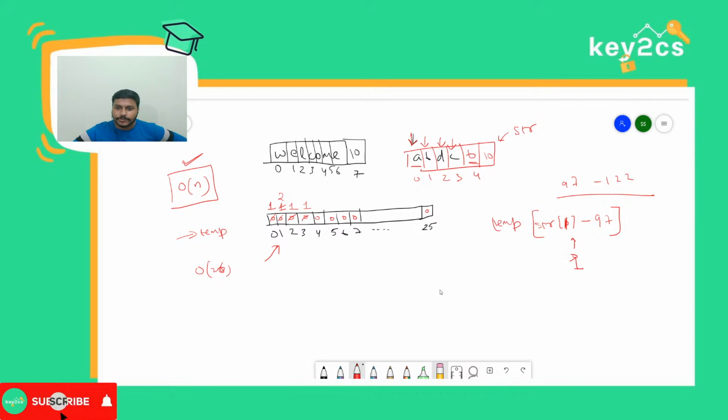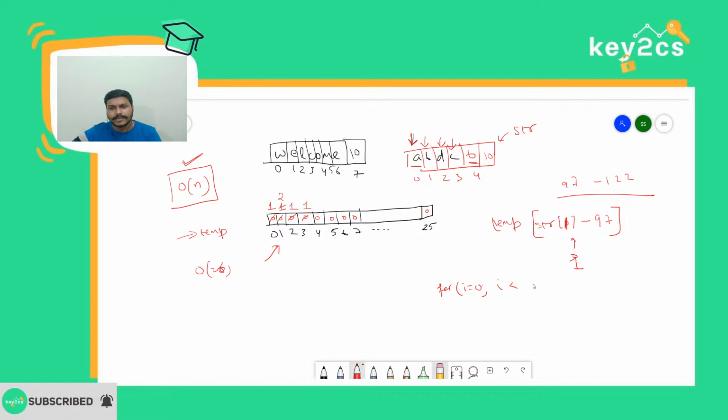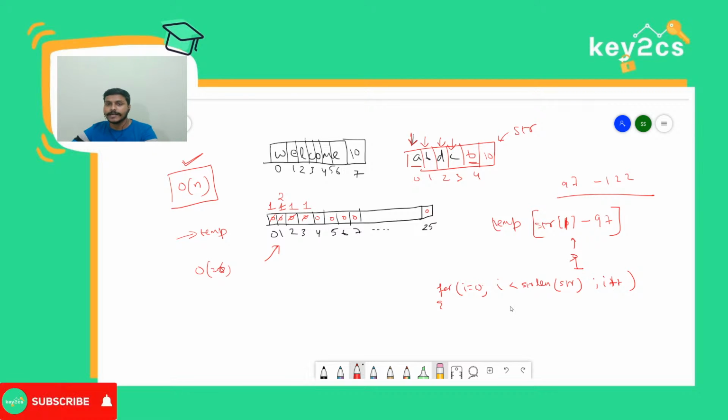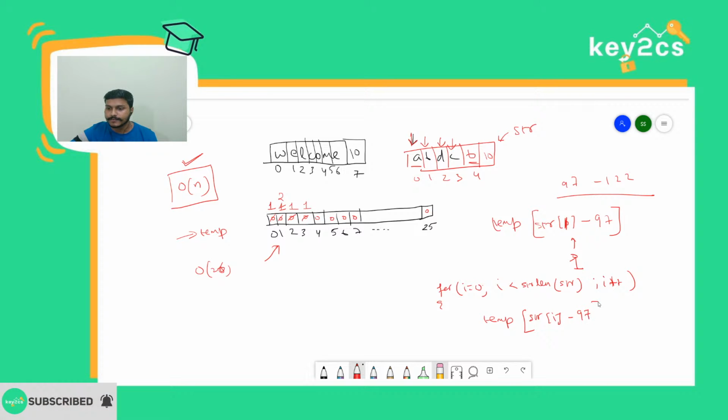So what we have to do here is write a loop: for i equal to 0, i less than, let's say, we will use the strlen function of str, i plus plus. For each character you encounter, you have to update the respective value in this array temp. So you just have to write temp of str of i minus 97 plus plus. I'm incrementing the value in the array temp corresponding to the character I am encountering.